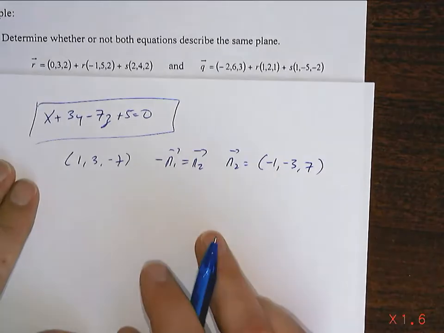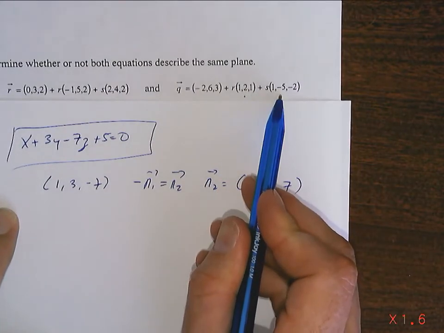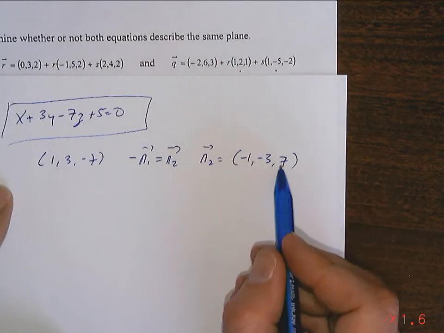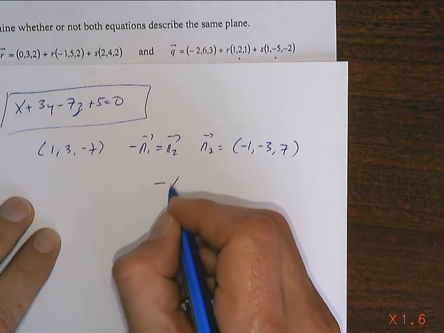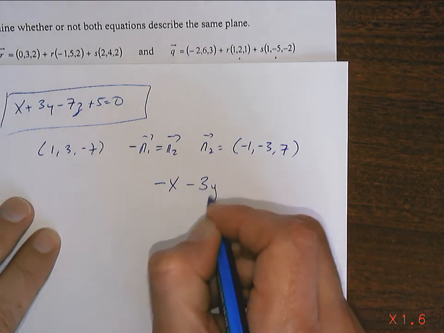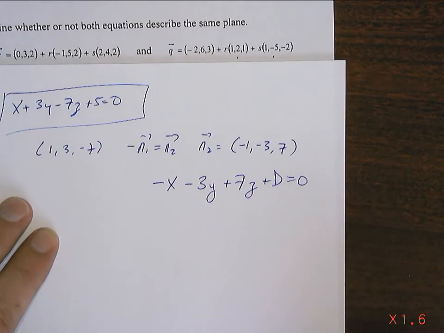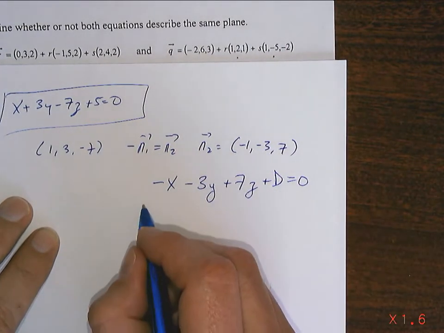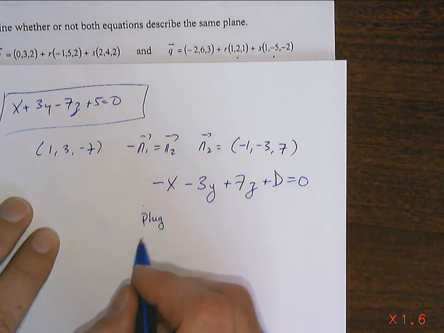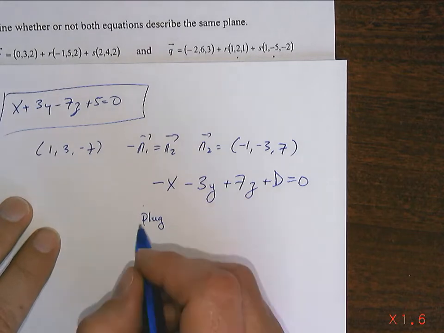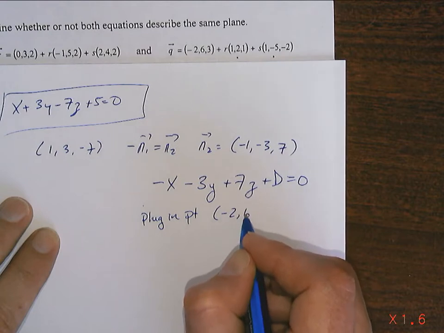If you don't like doing this, then go back and do the cross product between this and this. I have no problem with that. Take the cross of that and you'll get this. So now we have this, and we're going to plug this in. It's going to be negative x minus 3y plus 7z plus d equals 0. We need to plug in a point. It's actually not going to be plus 5.